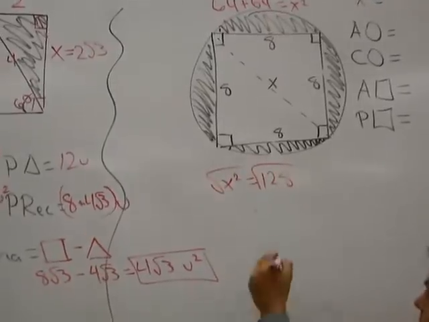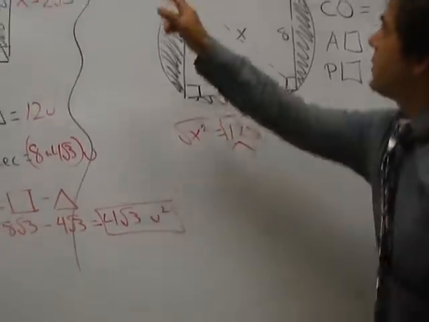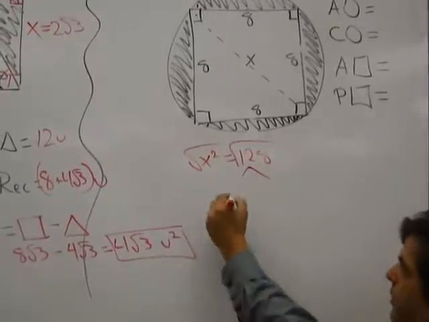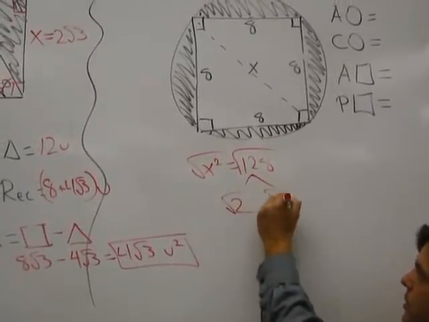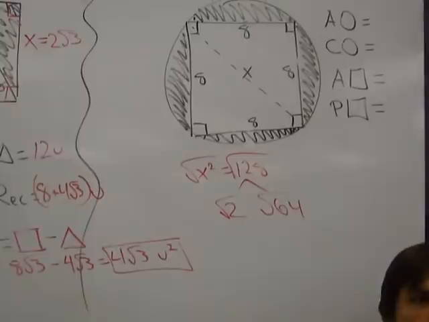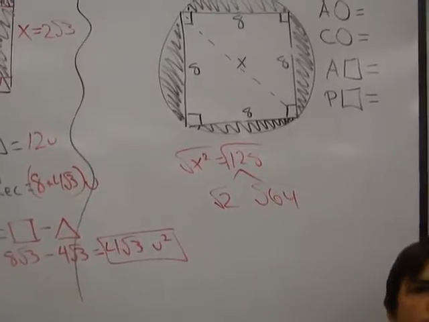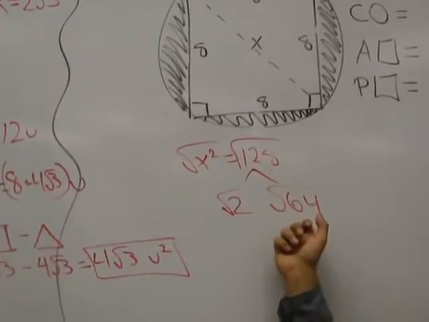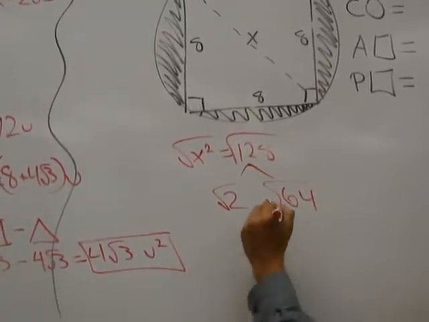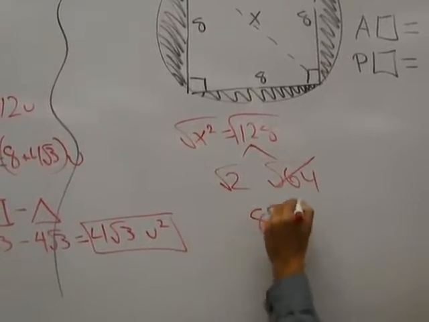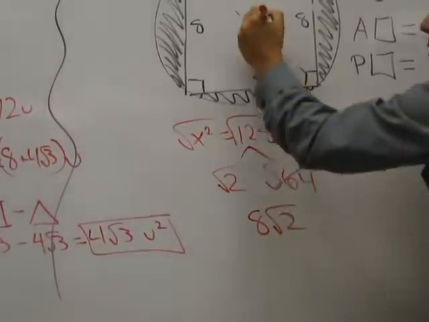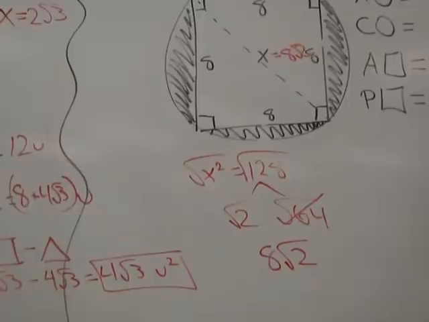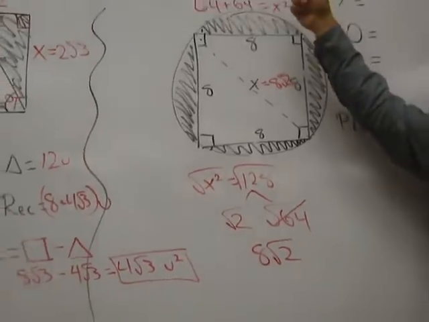But I want you to think about something. I know that if 64 plus 64 equals 128, then 128 must be 2 times 64. Do you guys follow that logic there? Yes. Okay. What is the square root of 64? 8. So that becomes 8. We keep the square root of 2. X equals 8 square root of 2. Pythagorean theorem.